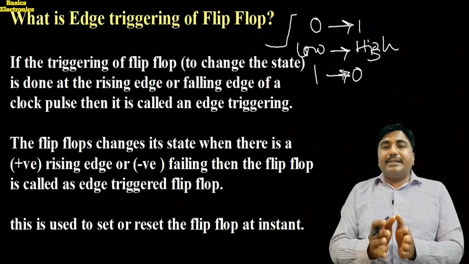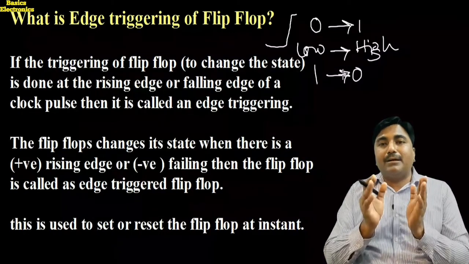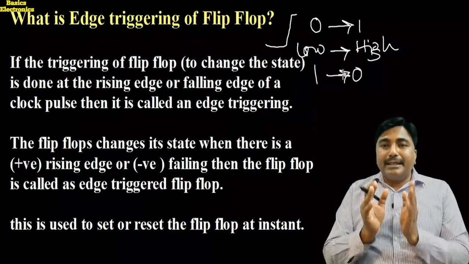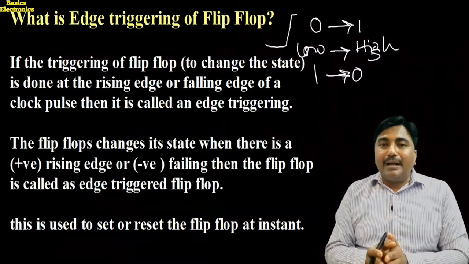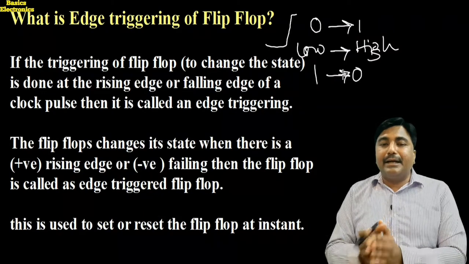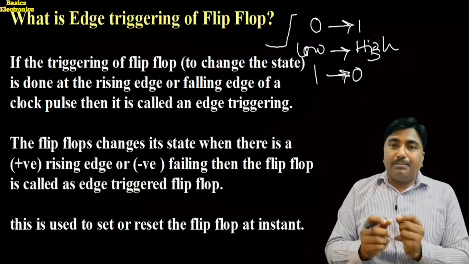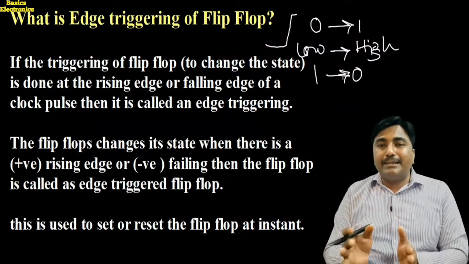If it changes its state when there is a positive edge, then we call it a positive edge trigger flip-flop, and the flip-flop which changes its state when there is a negative edge, we call the negative edge trigger flip-flop. But why do we require the edge triggering of the flip-flop?